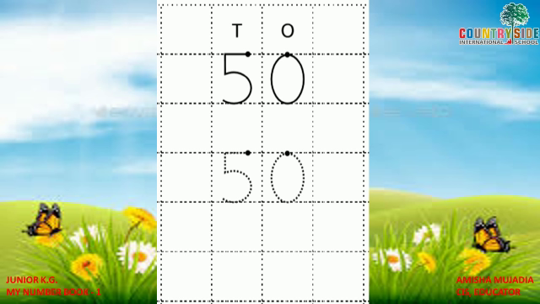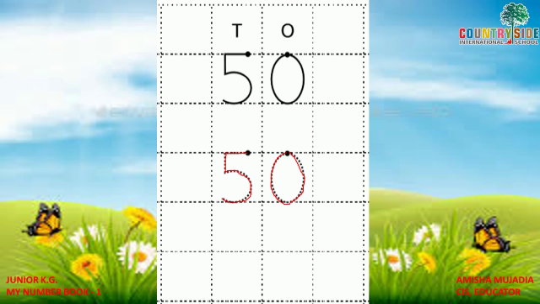4, 9, 49. 50. To write 50, you need to write number 5 first and then number 0. To write number 5, start from the dot, a sleeping line, then a standing line, and then a left curve. It's 5 and then 0. A right curve followed by a left curve.